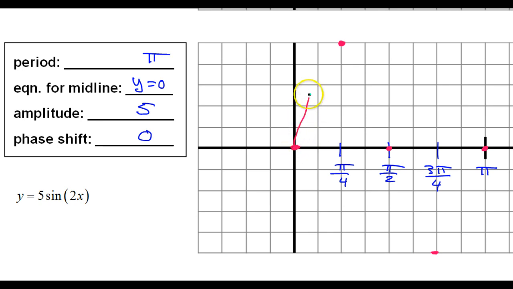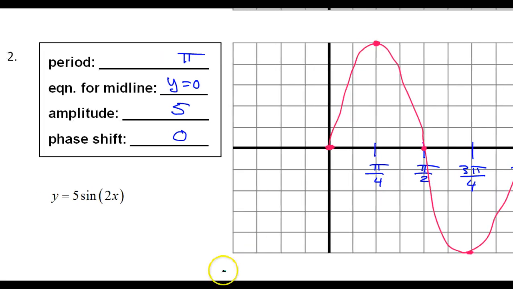Okay, so this is a little bit hard to draw with an electronic pen, but I'm going to do my very best. Alright, it gets a little bumpy in there, but you get the idea. That's what one period of this thing would look like.